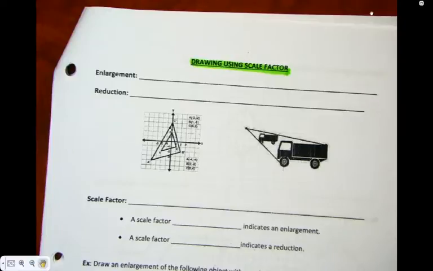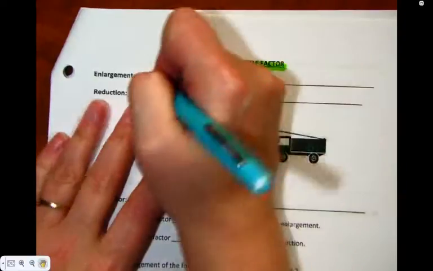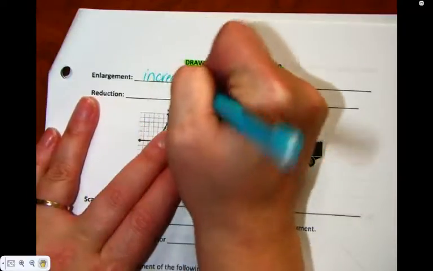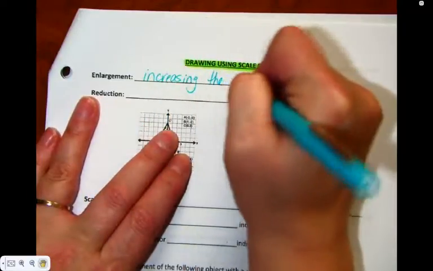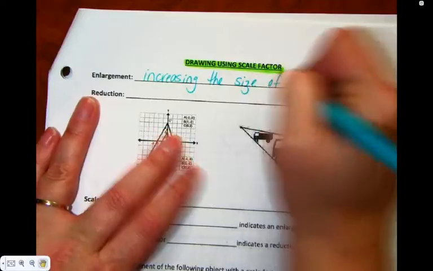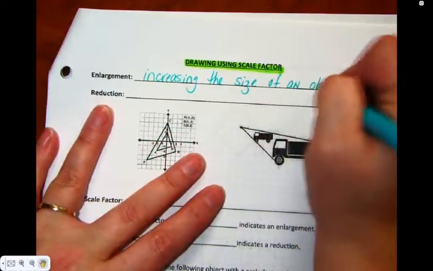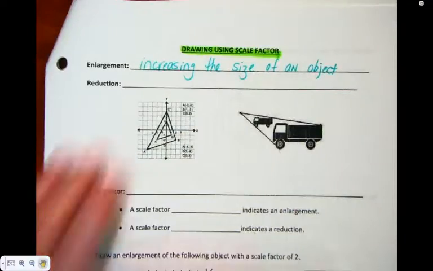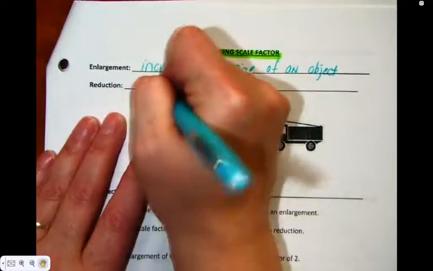What is an enlargement doing? It's increasing the size of an object. What does a reduction mean? Decreasing the size of an object.